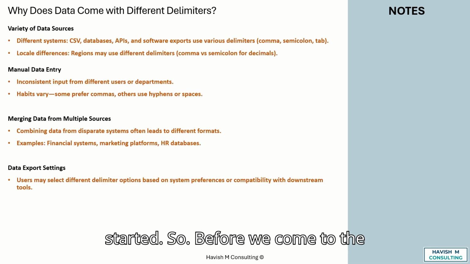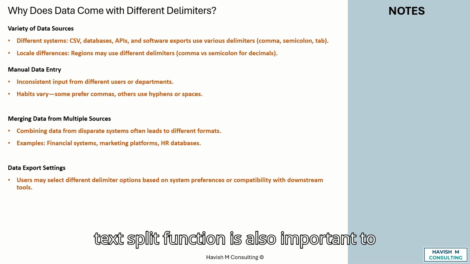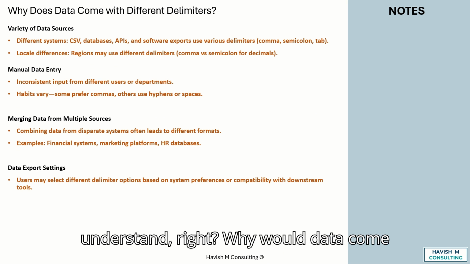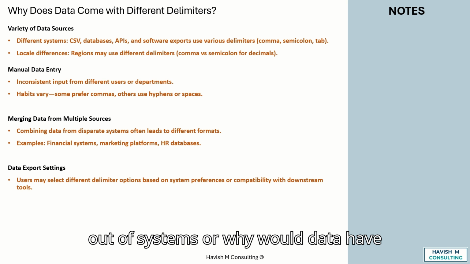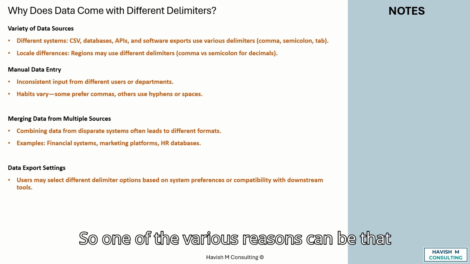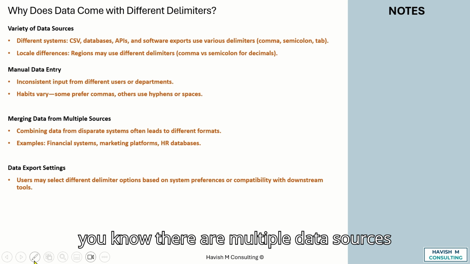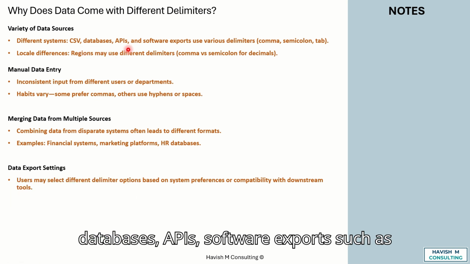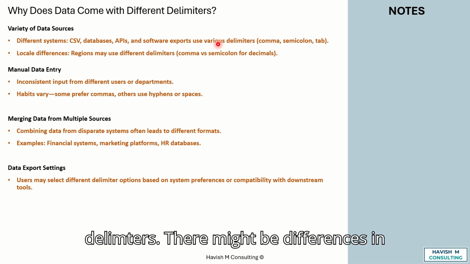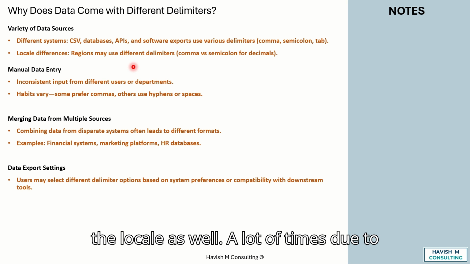Before we come to the TEXTSPLIT function, it is also important to understand why data would have different delimiters in the first place. One of the various reasons can be that there are multiple data sources from which data comes. It can be CSVs, databases, APIs, software exports such as your ERPs, which might have different delimiters. There might be differences in the locale as well.